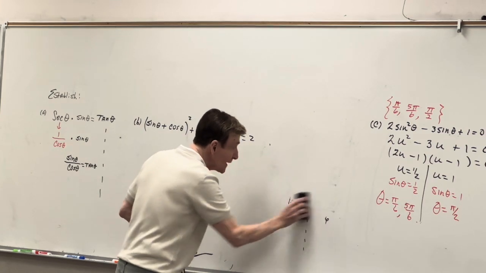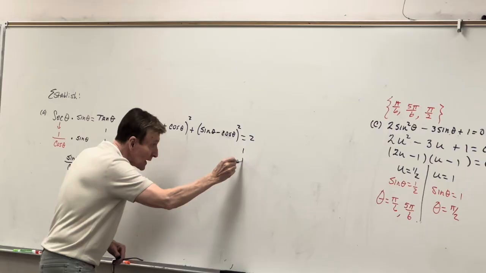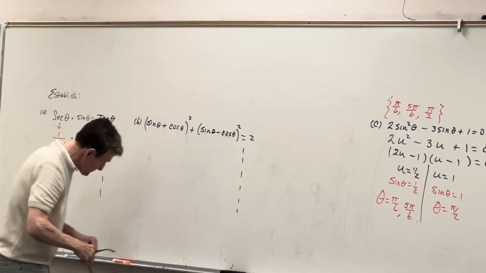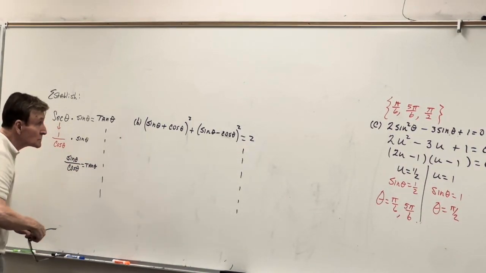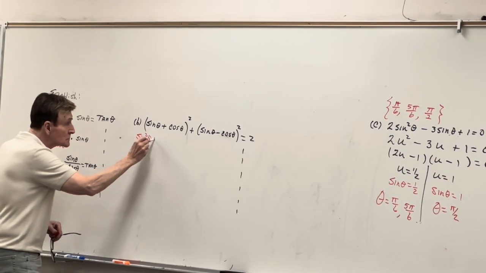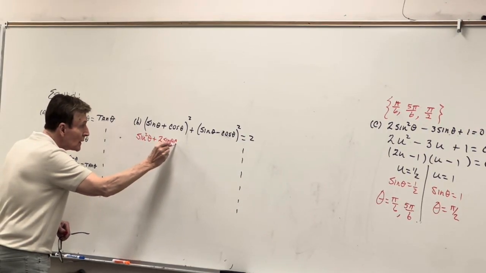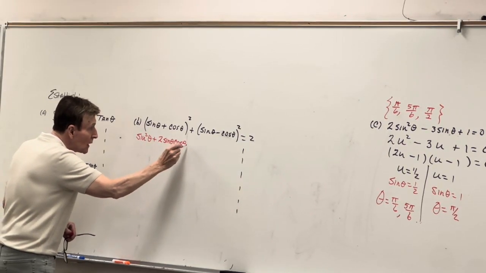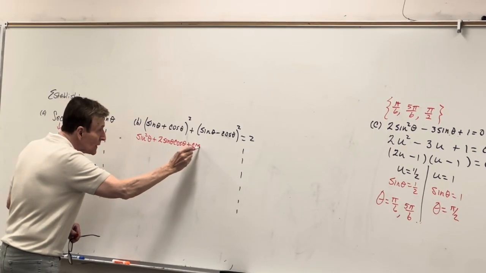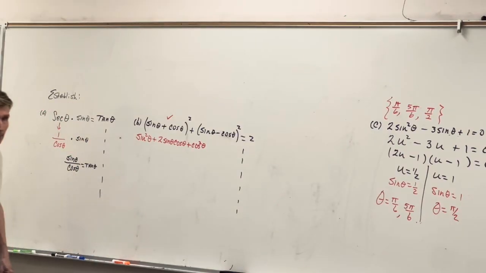First one, sine squared plus 2 sine times cosine theta, plus cosine squared. Put that in red. He has already expanded that for me. And the second one, he just multiplied that out now. Is it true so far?